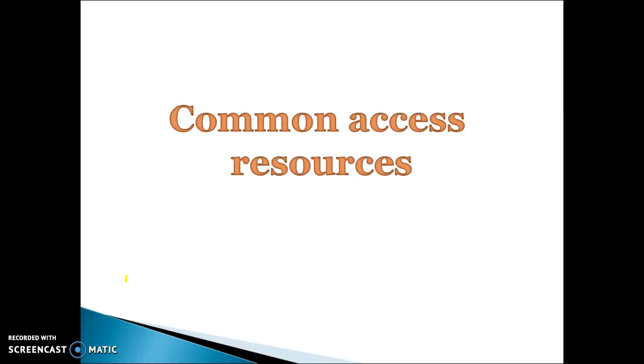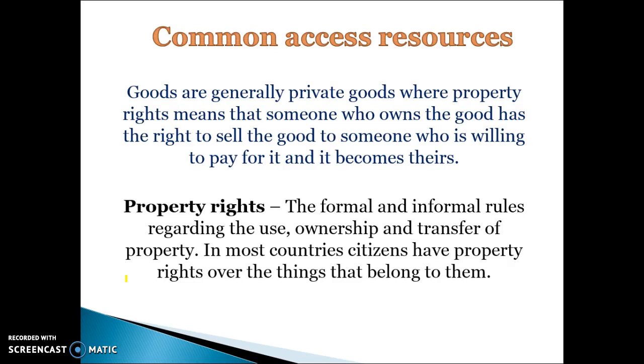In this video, we're going to be looking at the fourth type of market failure, called common access resources. Generally, most goods and services in society are privately owned, which basically means that a person or a group of people have property rights over that good or service. They own the good and it's their choice how it's used, and if they want to sell it, they transfer that ownership onto somebody else and it becomes theirs.